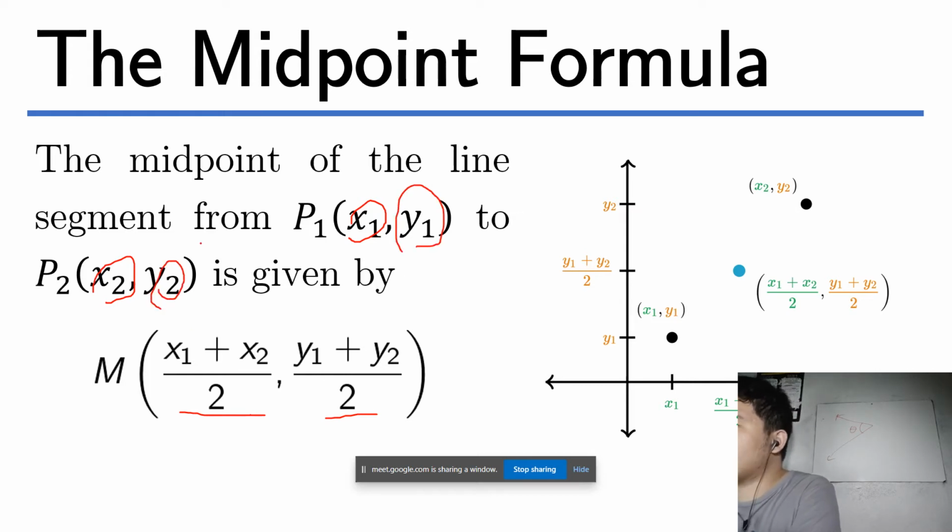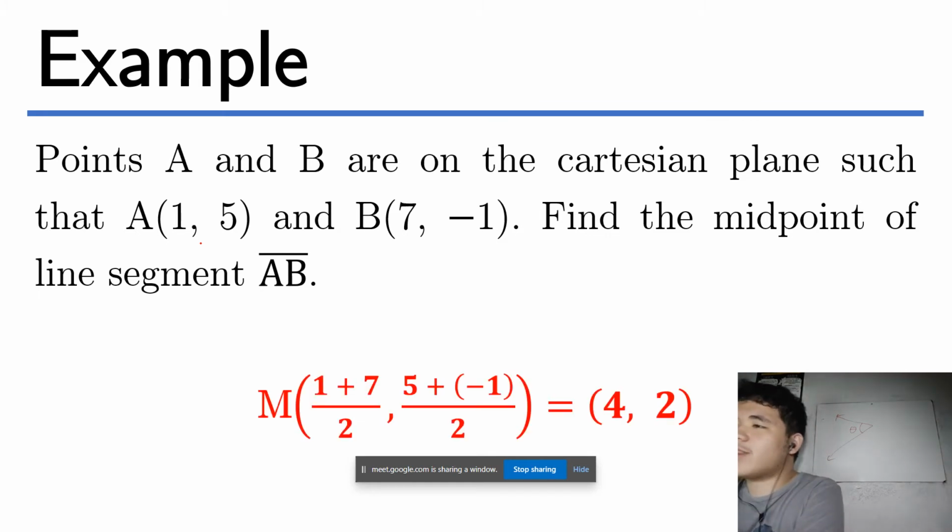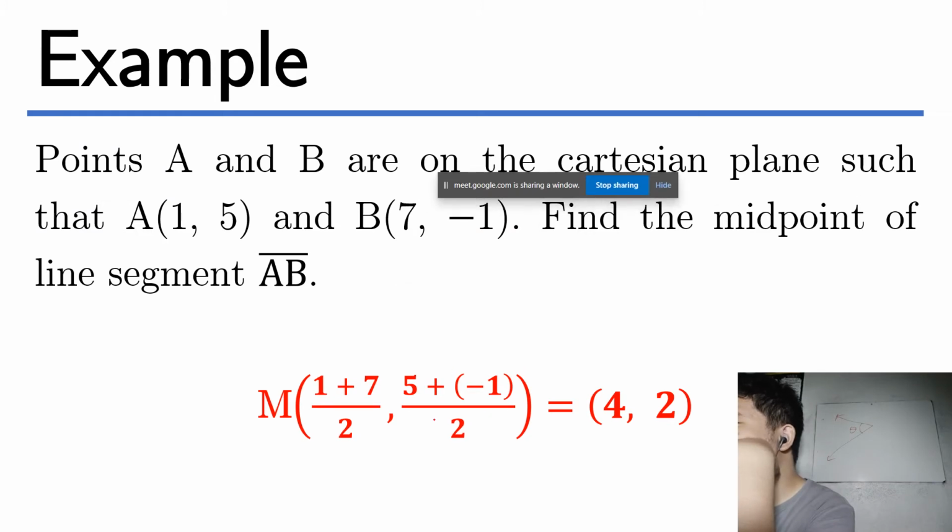Okay? Sige. Example, points A and B are on the Cartesian plane such that A is defined by 1, 5 and B is defined by 7, negative 1. Find the midpoint of line segment AB. So, sige. It's just as simple as this. Look, I can do it in one writing. Add the x coordinates. So, 1 plus 7 over 2, it's 4. We add the y coordinates. 5 plus negative 1 over 2. So, it's 4, 2. That's our midpoint.